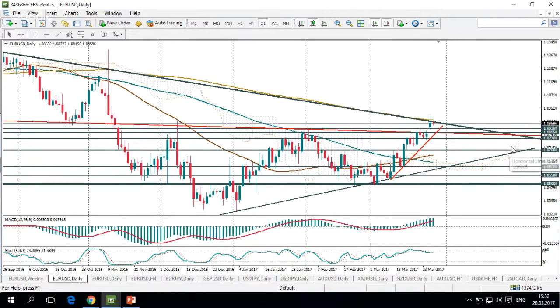So for bullish bets on the euro, we need confirmation that this line, the 200-day moving average, is actually broken to the upside. In the near term, the euro looks a bit overbought, so we'll be looking for a test of support at 108.30 and 108 in the coming sessions.